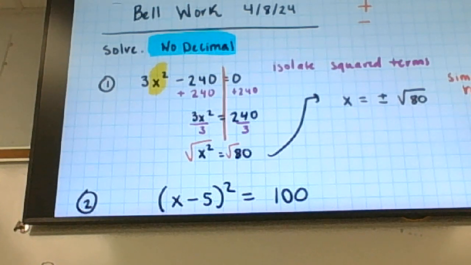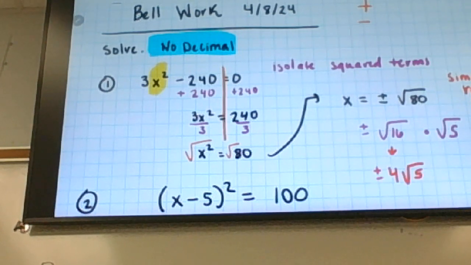Does 80 divide by 4, 80 divide by 8? There's a good chance 80 divides by 16. Does it? It does. 5 times 16 is 80. So I'm going to rewrite 80. It's 16 times 5. That's the same thing as 80. And the square root of 16 is 4.